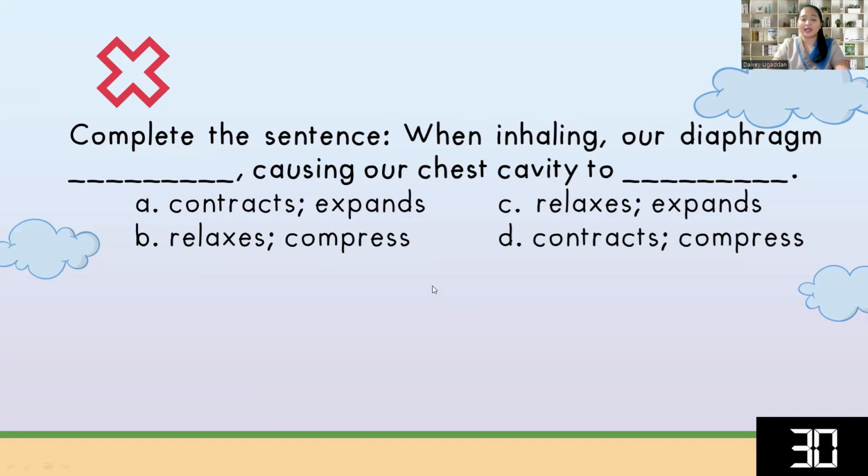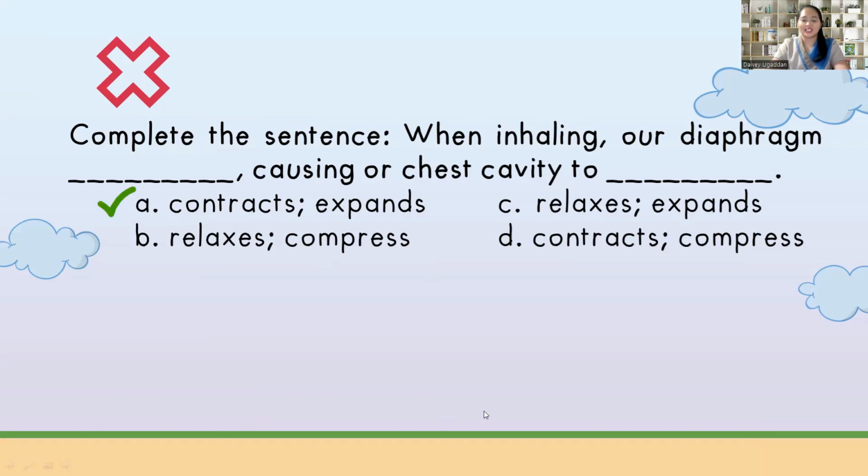Okay, let us recall the mechanism of breathing. When you inhale, your chest cavity goes up and your diaphragm goes down. Your diaphragm contracts while your chest cavity expands. When you exhale, your diaphragm moves up and it relaxes while your chest cavity contracts. So the correct answer to this one is letter A, contracts, expands.